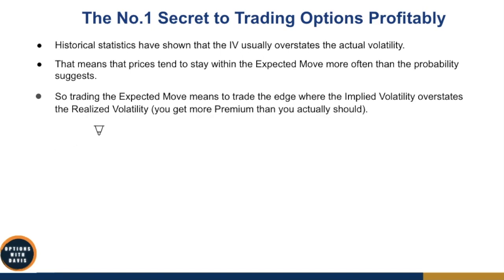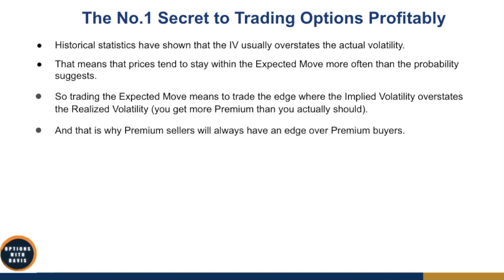So trading the expected move means to trade the edge where the implied volatility overstates the realized volatility, because this is where you get more premium than you actually should. So that is why premium sellers always have an edge over premium buyers.